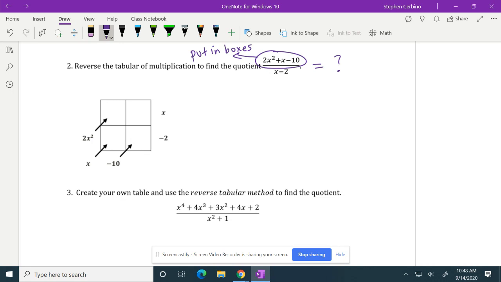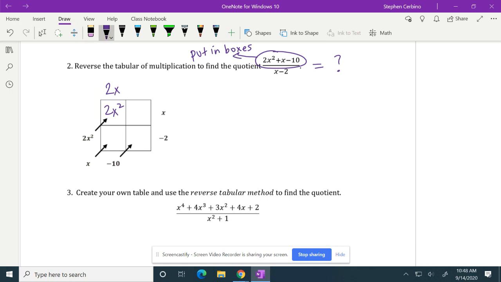Now, we already know the first term has to be 2x squared. Has to be. Meaning the title or the top of this column is what multiplies by x to make 2x squared. That would have to be a 2 and an x. 2x times x makes 2x squared.